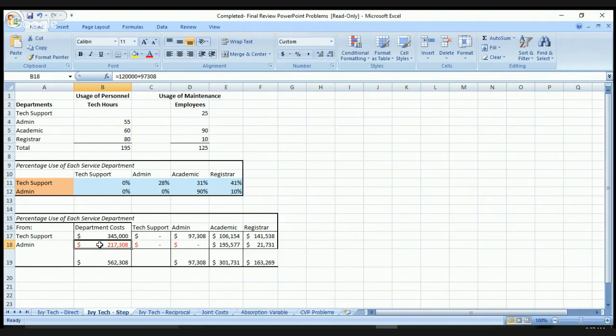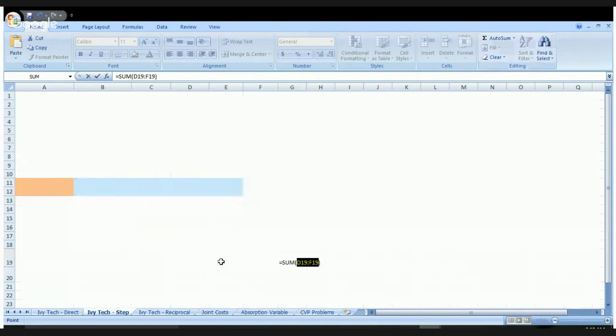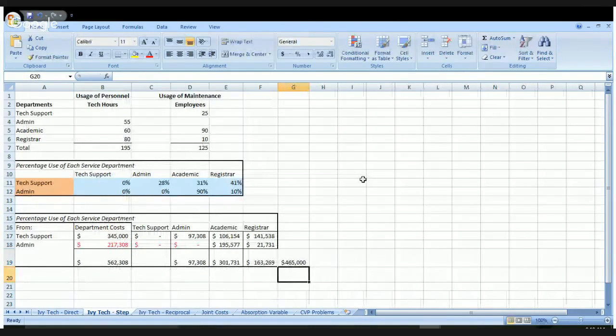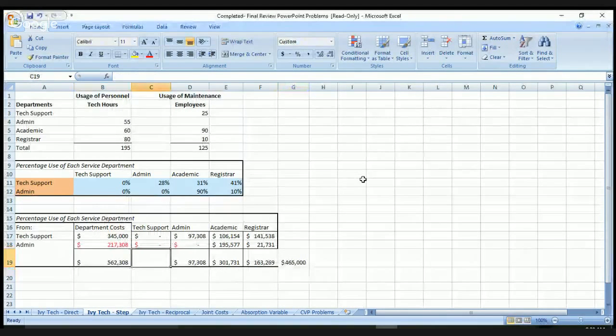the direct was. So 217,308 times 90% gives me 195,577. Then 217,308 times 10% gives me 21,731. So the total allocation to academic is 301,731. The registrar is 163,269. Now, if I sum those two up, even though I have this admin number here, remember we did allocate that in the end.